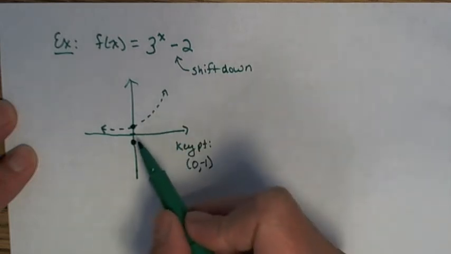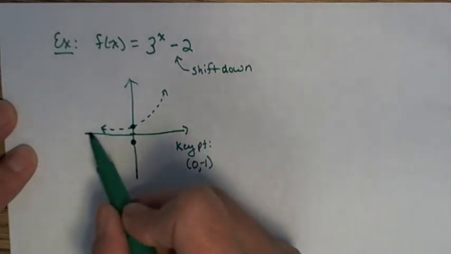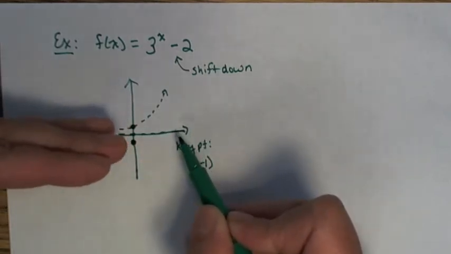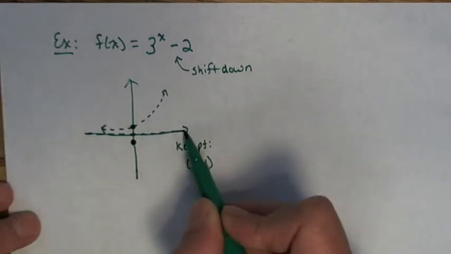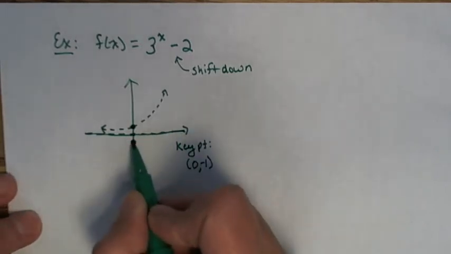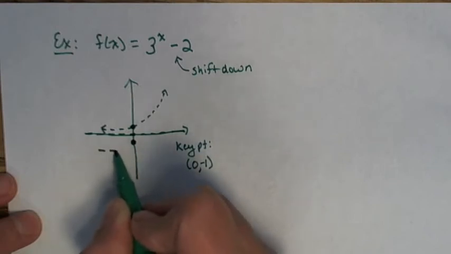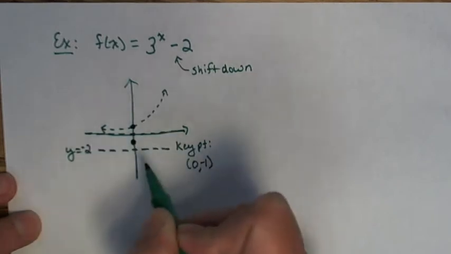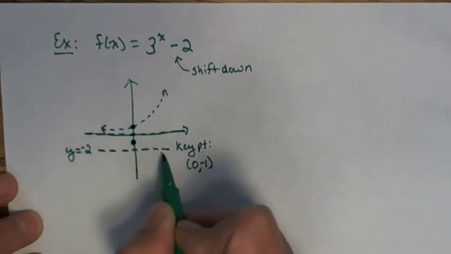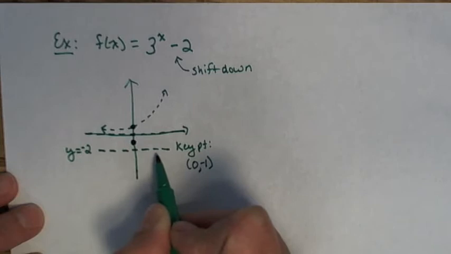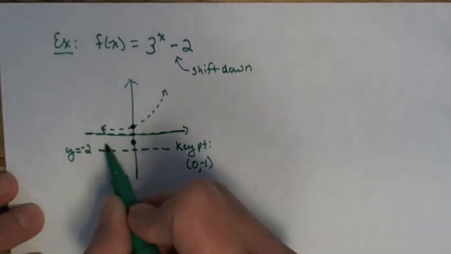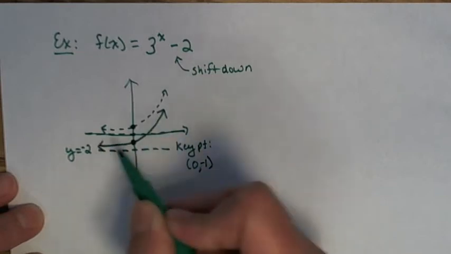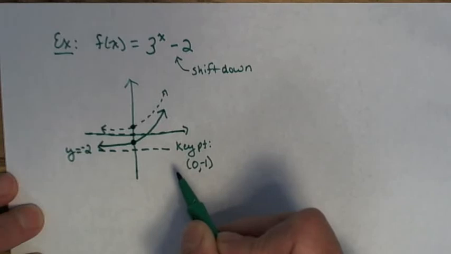Now, if the key point has shifted down, you also have to pay attention to what's happening to the asymptote. The whole graph is shifting down, so therefore the asymptote shifts down as well. And it's going to shift down 2 units, and it will end up being at y equals negative 2. Now remember, the asymptote is not actually a part of the graph, so we dot that in and we use that to guide our graph. And so here is the sketch of the graph.